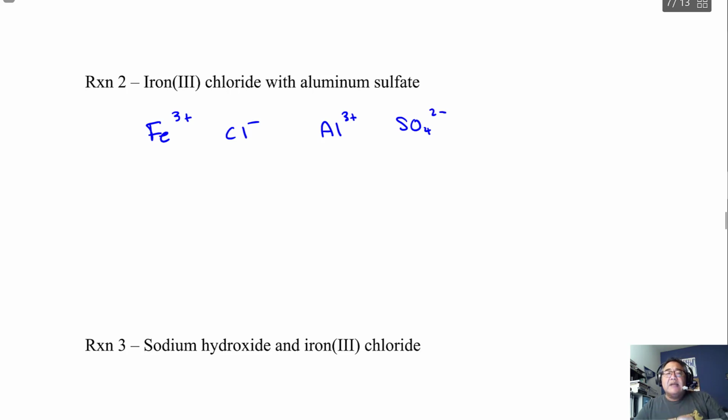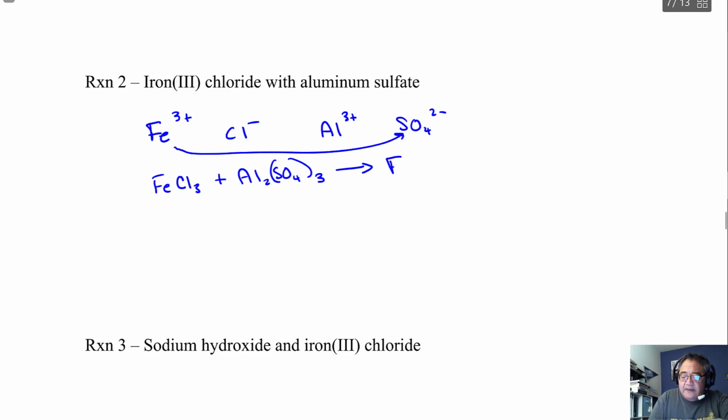Now, from those ions, now that I've written them out, I can write both the reactants and the products. Okay, so I'll write the reactants out and the products out. So it's FeCl3 plus Al2(SO4)3, like that. Now my products are going to be the iron going with the sulfate, so it's going to be Fe2(SO4)3, like that. And then the aluminum goes with the chloride now, so it'll be AlCl3, like that.